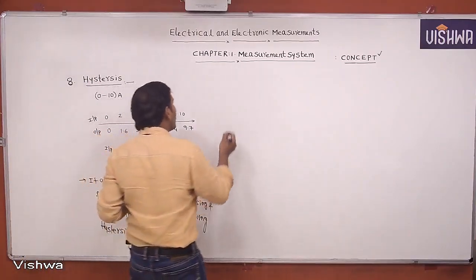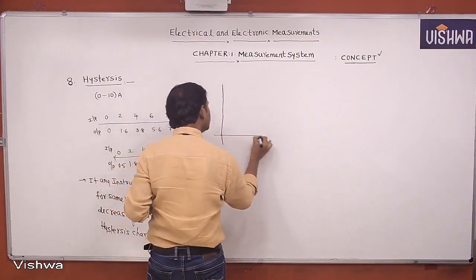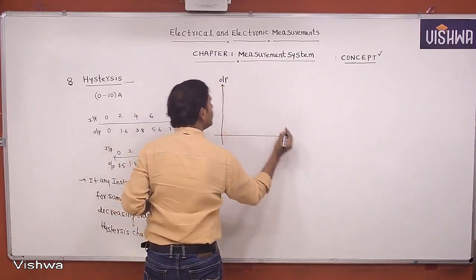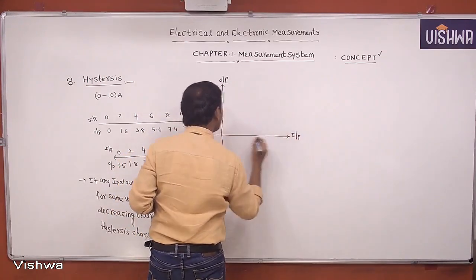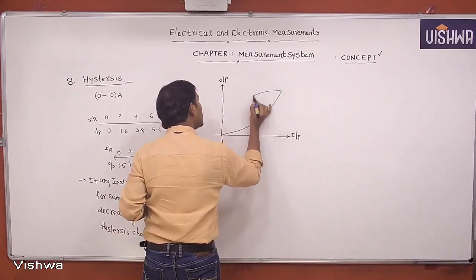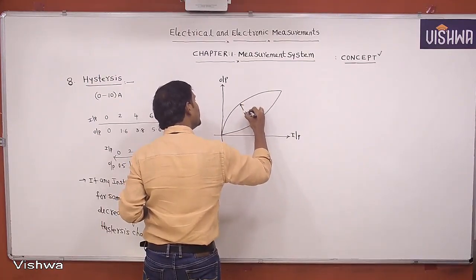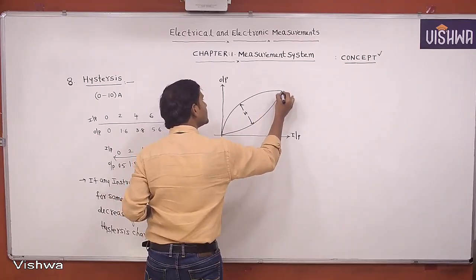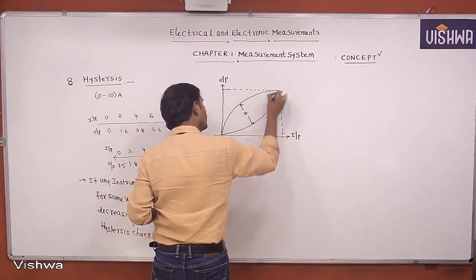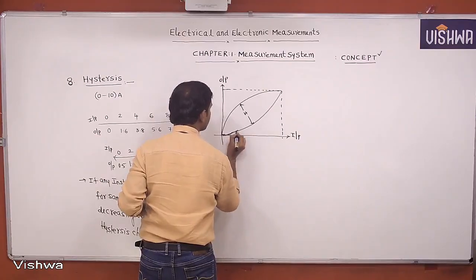For example, if you draw the characteristics between input and output in both increasing and decreasing order, let this be output and this be input. In increasing order, I am getting the characteristics like this. In decreasing order, I am getting the characteristics like this. Then we can say that this instrument has hysteresis characteristics.